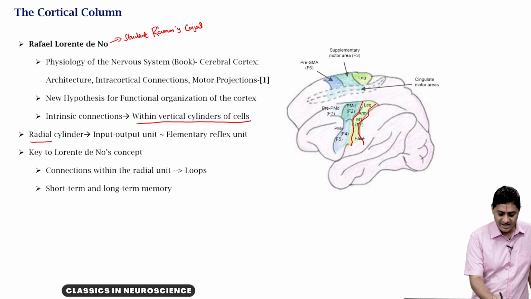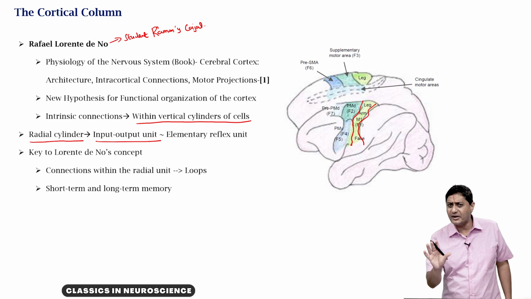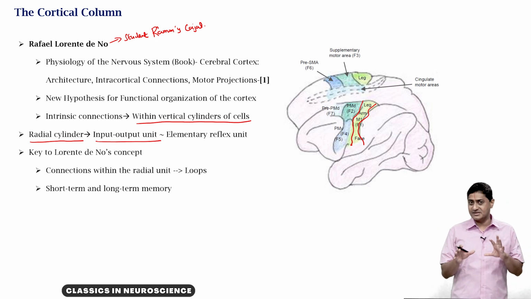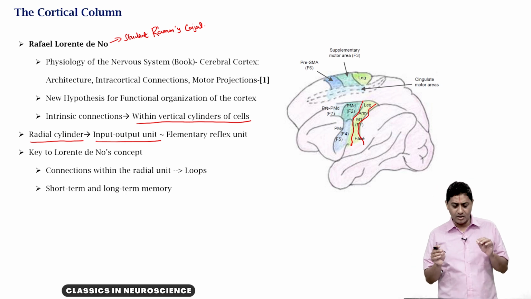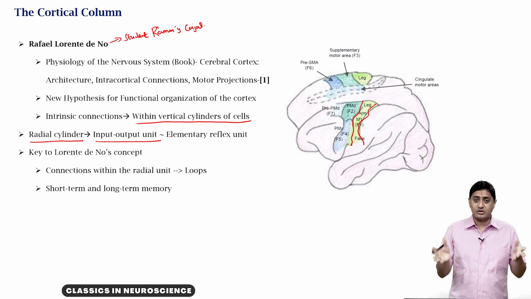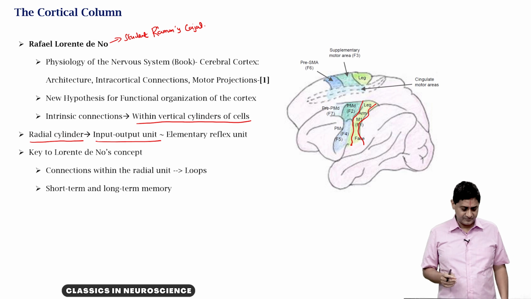is a radial cylinder with an input output unit that is somewhat comparable to the elementary spinal reflex unit, but the comparison is only somewhat, right. Because why is this? Because the information processing environment of the cerebral cortex is a lot more complicated than the information processing environment of the spinal cord, that is why.